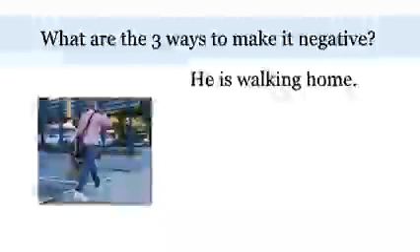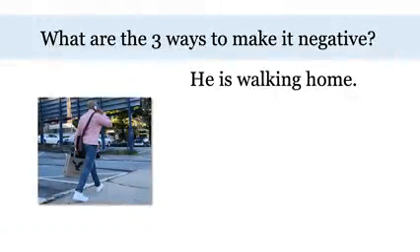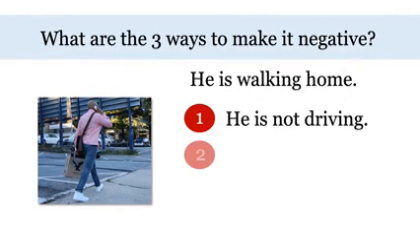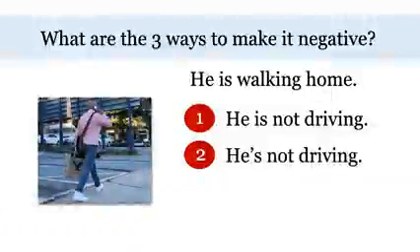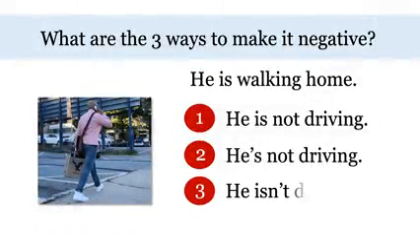Now you try. What are the three ways to make it negative? He is walking home. Let's say the verb is drive. What are the three negative sentences you can write? The first way, he is not driving. Second way, he's not driving. Third way, he isn't driving.